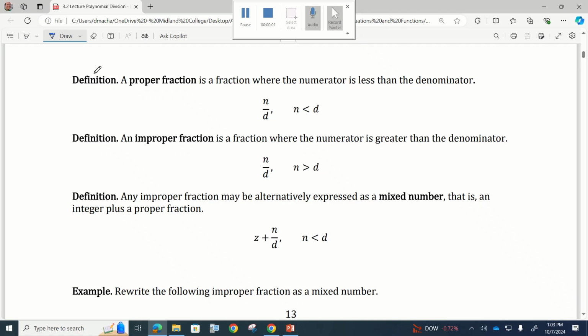Okay, today's topic is dividing with polynomials. So last time we talked about what polynomials were. We talked about adding and subtracting and multiplying polynomials. This time we are going to be dividing polynomials, but we're going to start off with a little bit of a review.